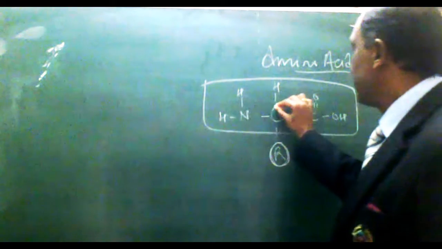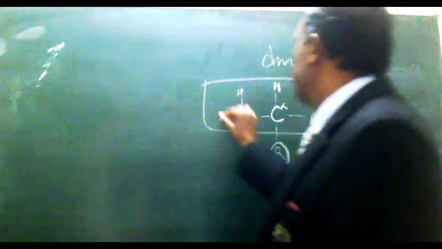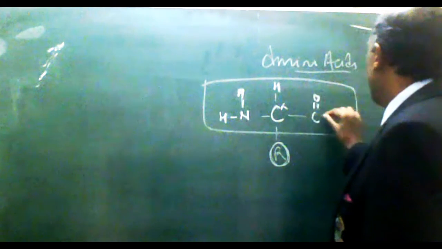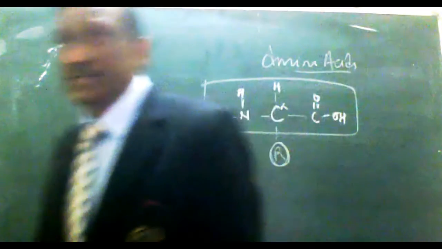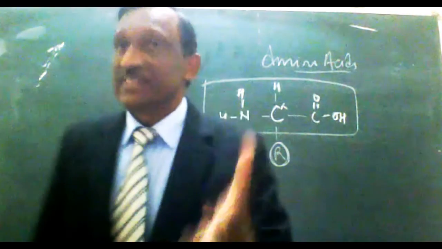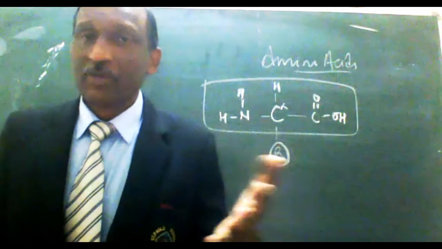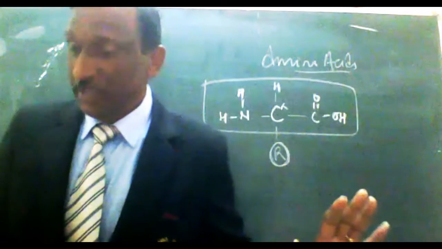There will be one central carbon. This is known as the alpha carbon, one hydrogen. Then this side is NH2, that is the amino group. This side is the acidic group, COOH. Okay. So this is what the amino acid is. There are 20 types of amino acids. Now depending on the R, there may be some acidic amino acids, some alkaline amino acids, or some neutral amino acids.